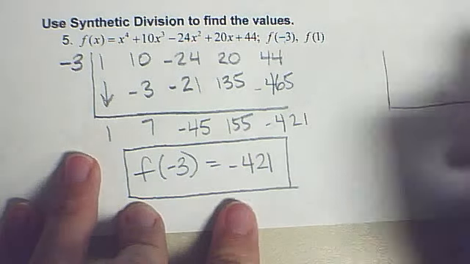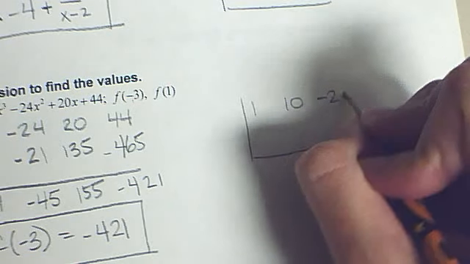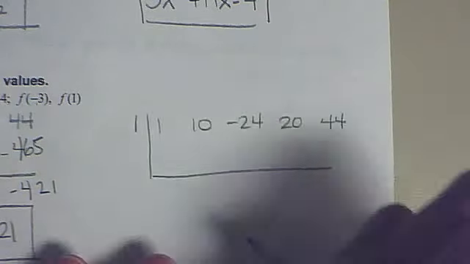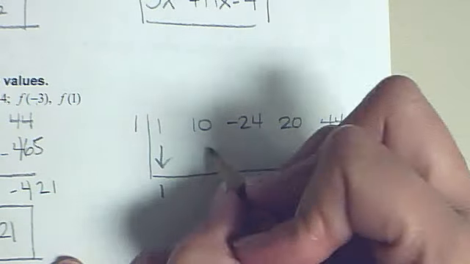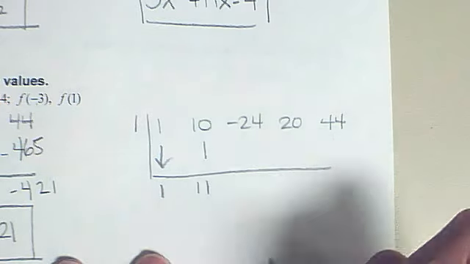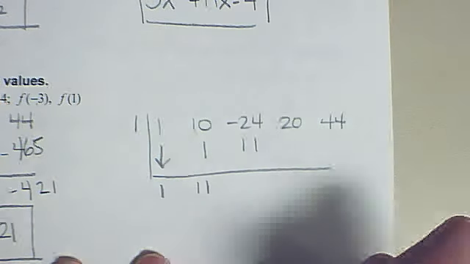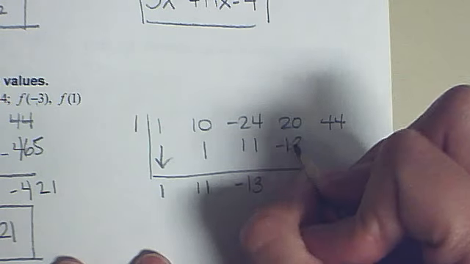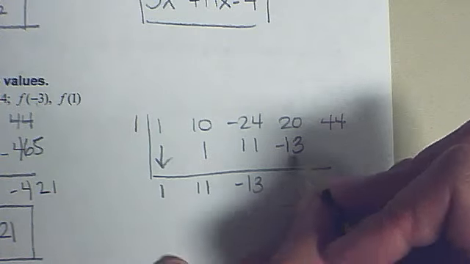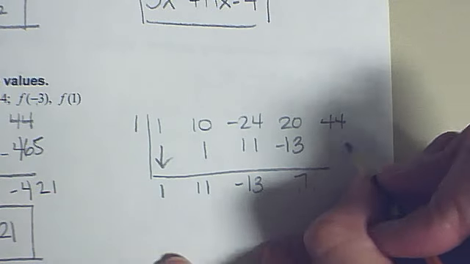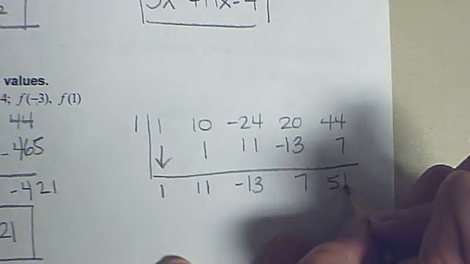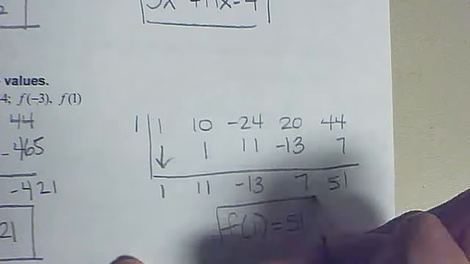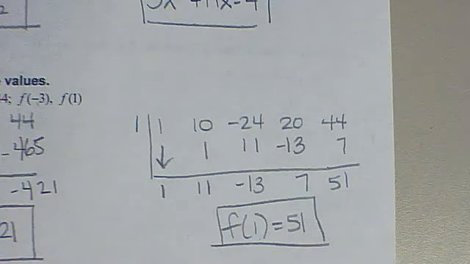Let's do the same problem, so 1, 10, negative 24, 20, and 44 with the value of 1. Pull down the 1. 1 times 1 is 1. Add those, and that's 11. 11 times 1 is 11, so I've got negative 13. Negative 13 times 1 is negative 13. Let's see, that would be 7 times 1 is 7. And my final answer is 51. So f of 1 is 51. That's it for the side with division.